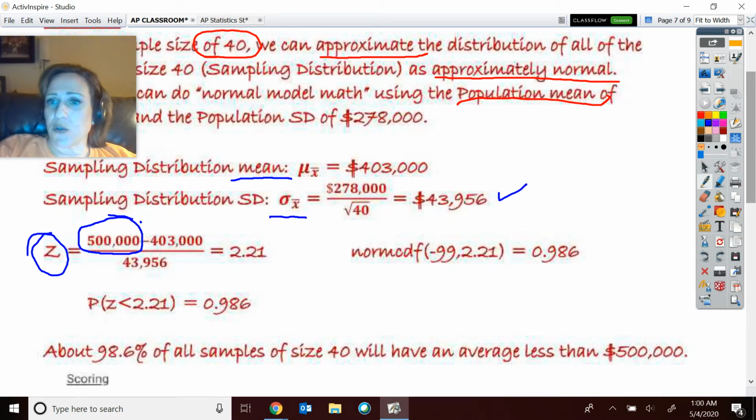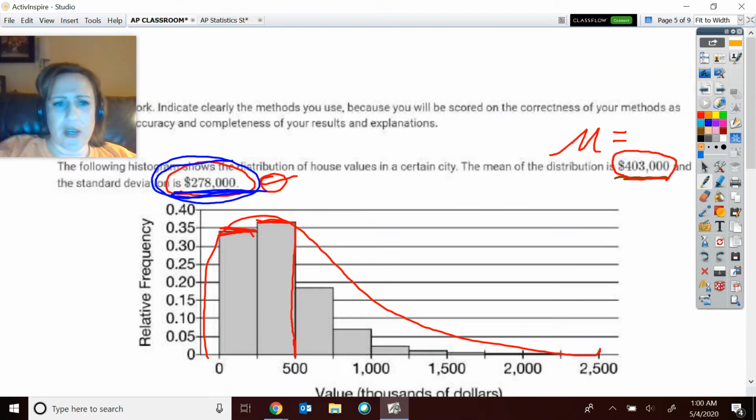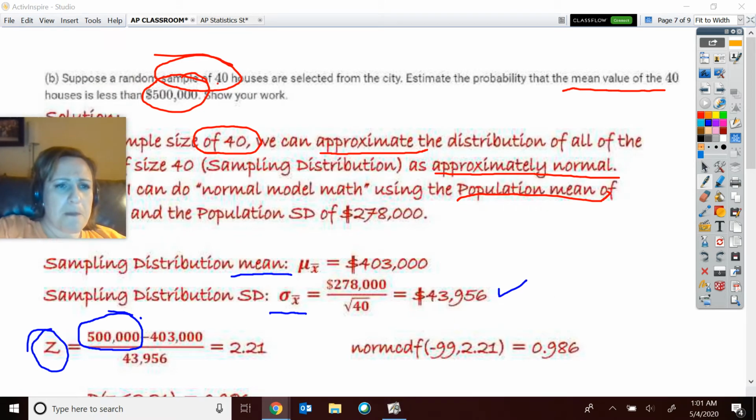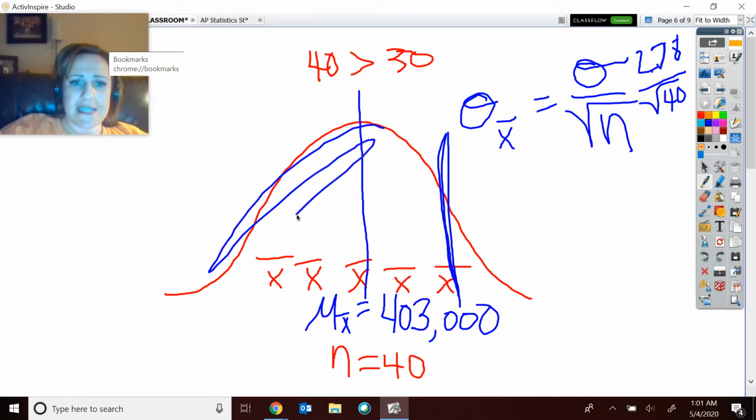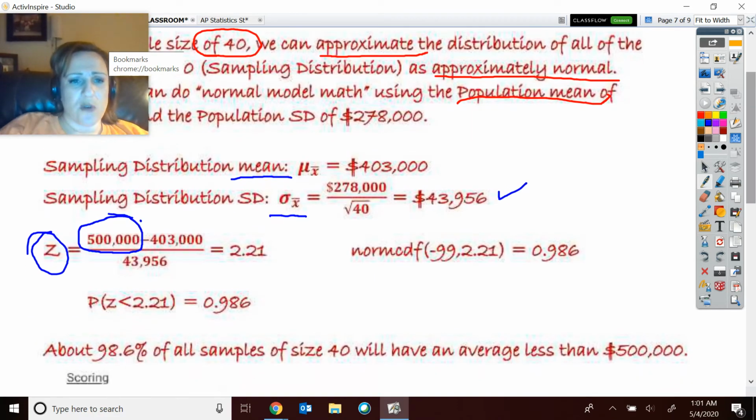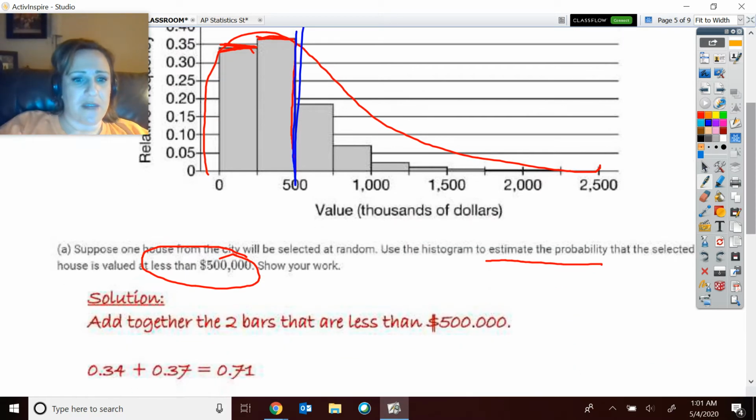So how much was the probability? It's 500,000 or less. So see, I'm asking $500,000. Oh wait, did it say less or greater? Let me see here. It says less. Okay, so we're going to have quite a bit of area that is less than 500,000. Here we have a z-score of 2.21, and that made 98.6% of all the homes being less than 500,000. Where our population, when we had done that here, that was an estimate of 71%.